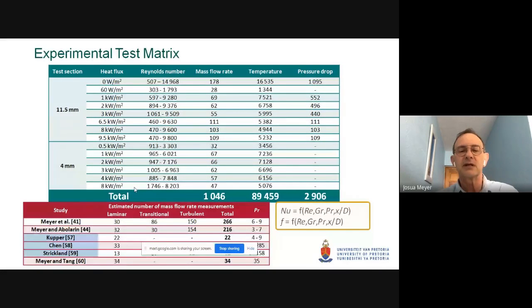And with all that experimental data, it was possible for us to, at any point in the test section, determine the Nusselt number as a function of the Reynolds number, the Grashof-Prandtl numbers, and the position. Not only the Nusselt numbers, but also the friction factors.